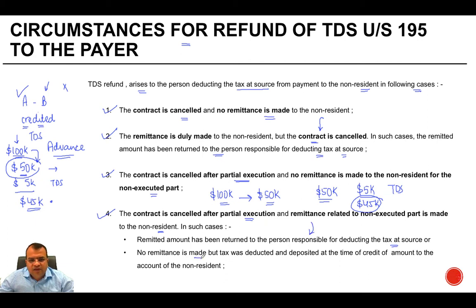No remittance is made, but tax was deducted and deposited at the time of credit of the amount to the account of the non-resident. Now this is a case where this $5,000 was deposited as TDS, right? Because initially you credited the entire $100,000 to the non-resident, but this $45,000 was not remitted. In other words, the crux of this point is that if any amount has been remitted to the non-resident relating to the non-executed part, that money should be brought back before a refund can be claimed.